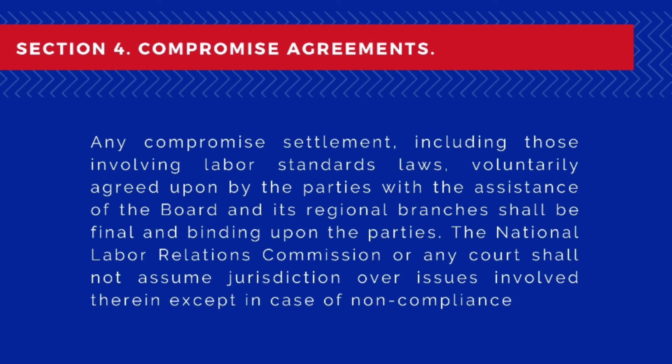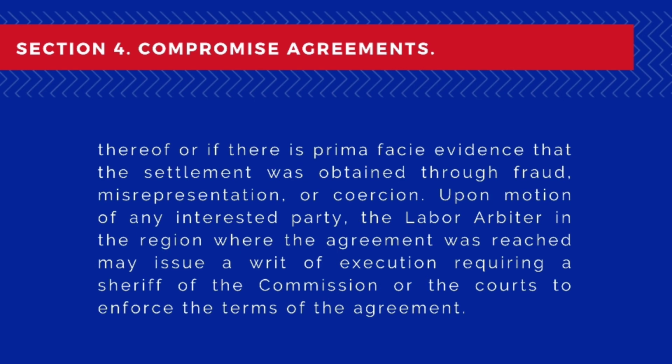Section 4. Compromise agreements. Any compromise settlement, including those involving labor standards laws, voluntarily agreed upon by the parties with the assistance of the Board and its regional branches, shall be final and binding upon the parties. The National Labor Relations Commission or any court shall not assume jurisdiction over issues involved therein, except in case of noncompliance thereof, or if there is prima facie evidence that the settlement was obtained through fraud, misrepresentation, or coercion. Upon motion of any interested party, the labor arbiter in the region where the agreement was reached may issue a writ of execution, requiring a sheriff of the Commission or the courts to enforce the terms of the agreement.